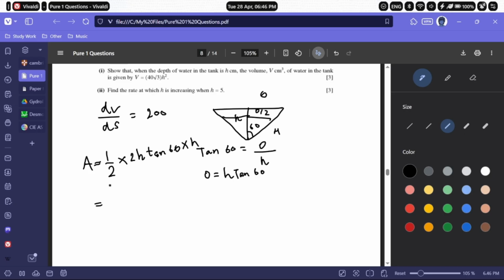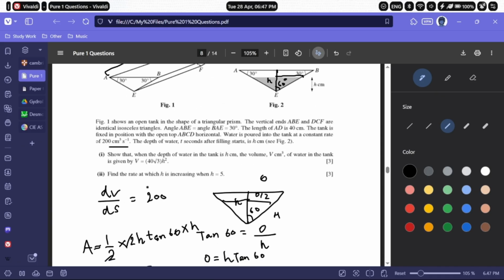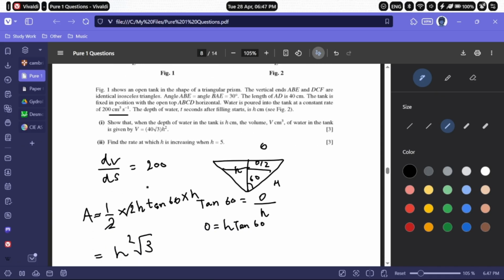Okay, this cancels out. You get h squared tan 60, and tan 60 is some value you can represent. Wait, hold on. So tan 60 would be root 3. Okay, and you can see that it's kind of similar to your part I. So volume would just be, wait, hold on, yeah, 40 times this. So volume is equal to h square root 3 times 40.